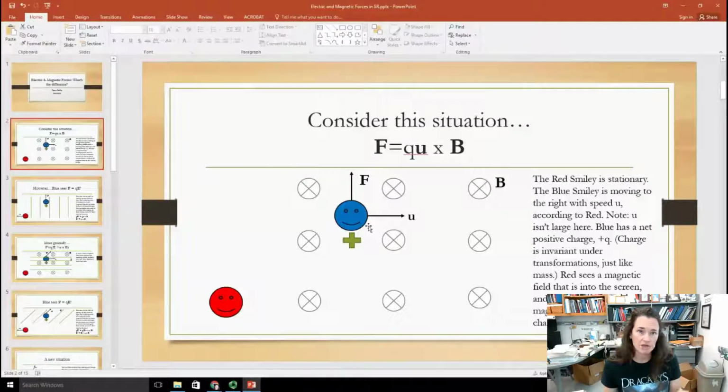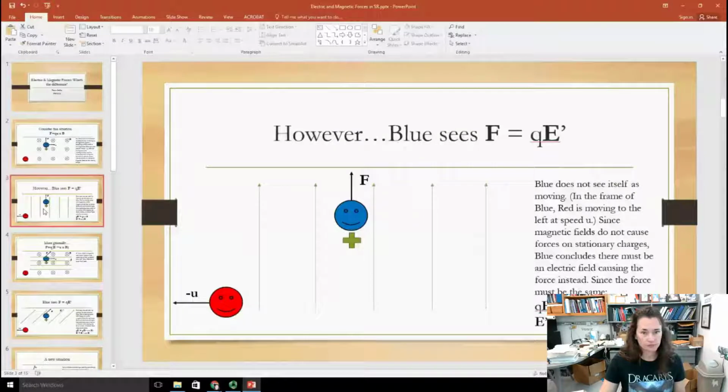Now, let's put ourselves in the perspective of blue. According to blue, red's the one that's moving. Red's moving to the left with a speed u. Okay? Now, since blue knows that magnetic fields don't cause forces on stationary charges, but blue still sees an upward force on himself, he's going to conclude that there's no magnetic field there, right, causing a force. Well, there might be a magnetic field, but it's not changing anything for him because he's not moving. And since F is equal to Q u cross B, if there's no u, then there can be no force on him, okay?